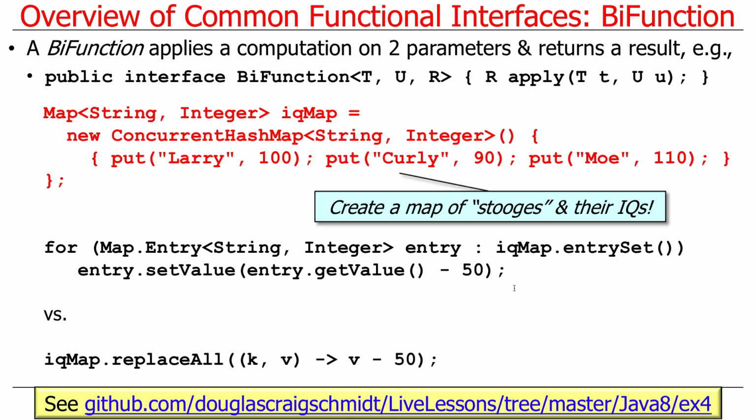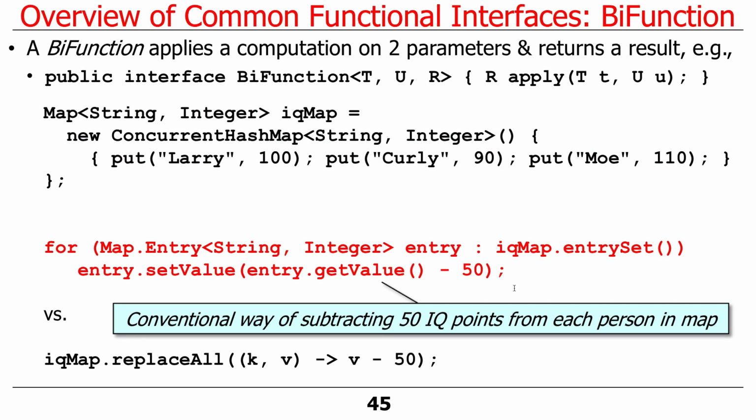We're going to use our stooge map again, except this time we're going to do something a little different. What we're going to do now is show two different ways of subtracting some value, in this case 50 IQ points, from every element in the map. Let's say we put the stooges under some kind of IQ test and they turn out to be even stoogier than we thought. So we want to subtract some IQ points from their current values.